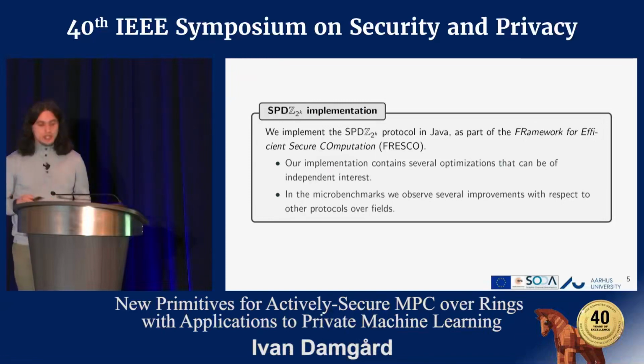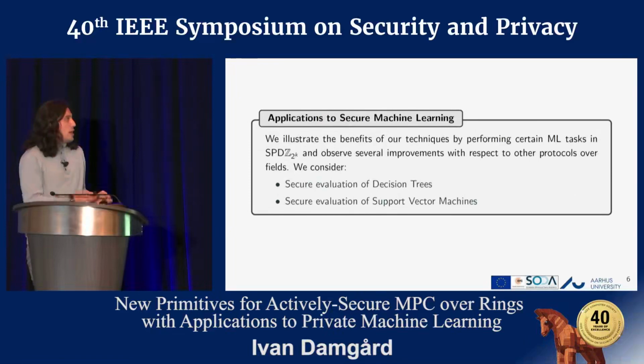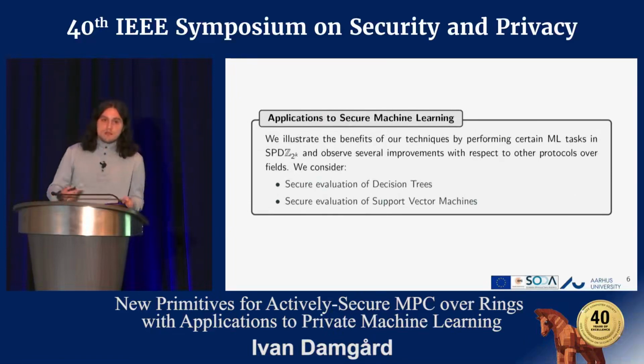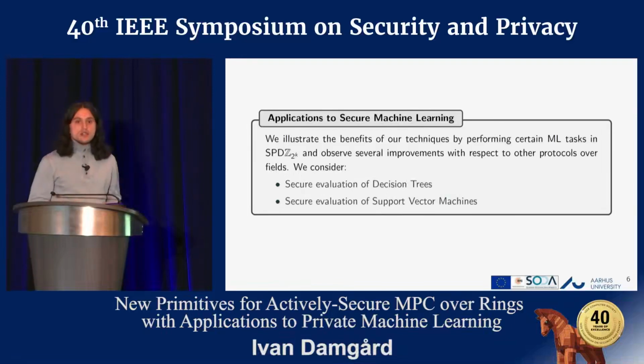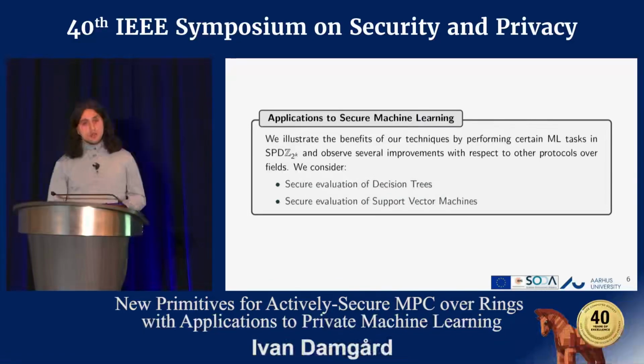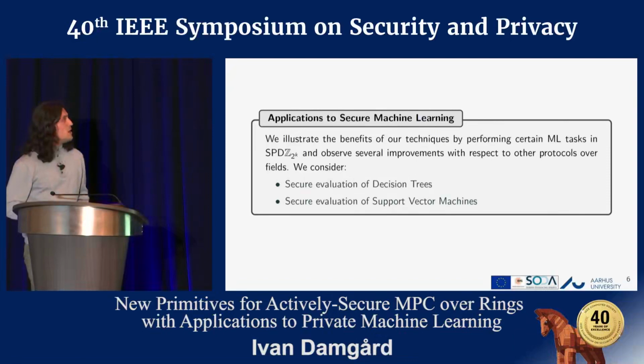And the main point is that we indeed get some improvements with respect to protocols over fields. We'll discuss that later on in more detail. And now that we have all this set of primitives and this protocol, what do we use it for? We just tried, let's apply it to secure machine learning. So we applied our protocol to the secure evaluation of decision trees and also support vector machines. And I'm going to discuss that later on at the end of the talk.